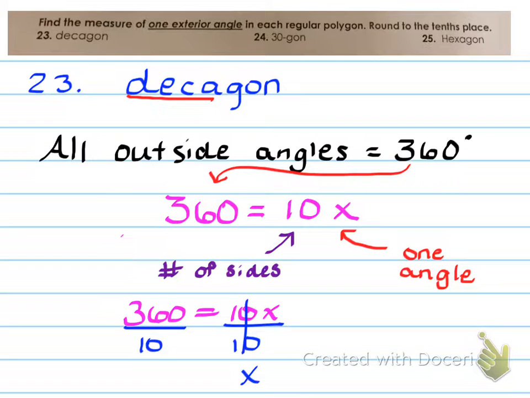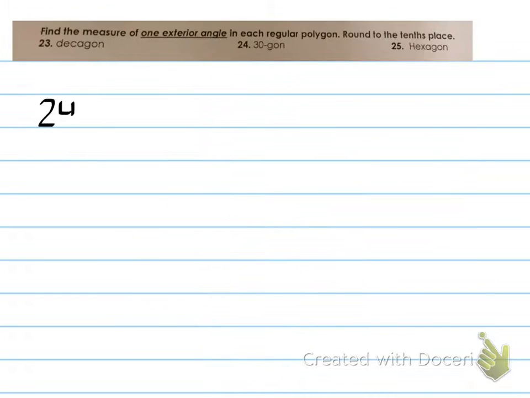And now you can see we get that equation 360 equals 10x. Then to solve that, we're going to divide both sides by 10. Remember, the reason we're dividing is because 10x means 10 times x, and we want to undo that. So we have to divide both sides by 10. And then we're going to get x is equal to 36 degrees. Go ahead and put a box around that and move on.